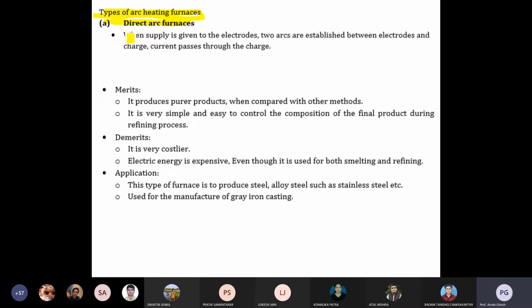In direct arc furnaces, when the supply is given to the electrodes, two arcs are established between the electrodes and the charge, and current passes through the charge. So what are the merits? It produces fine products, different from what you get with other methods. It is very simple to use and easy to control the composition of the final product during the refining process. So you can also use it for the refining process.